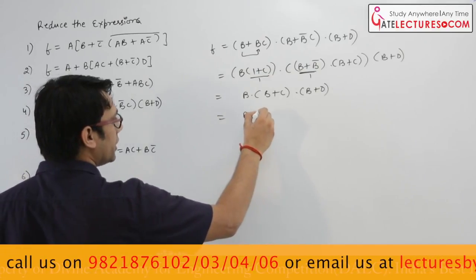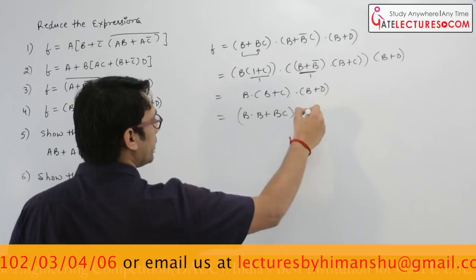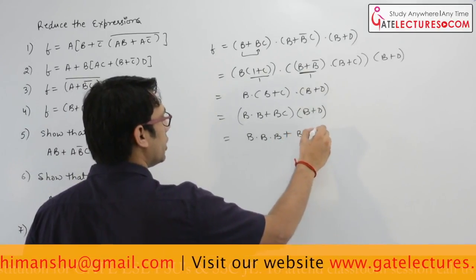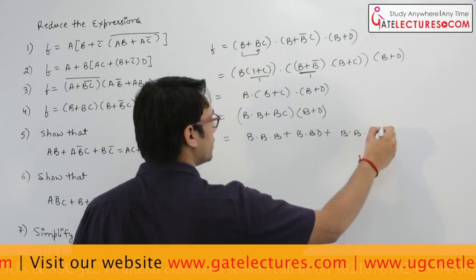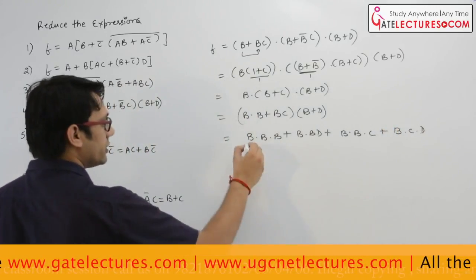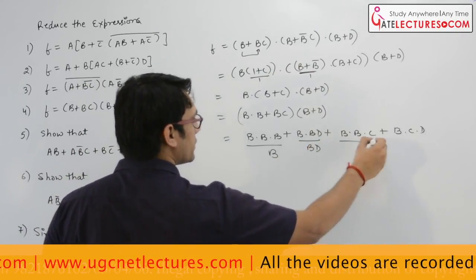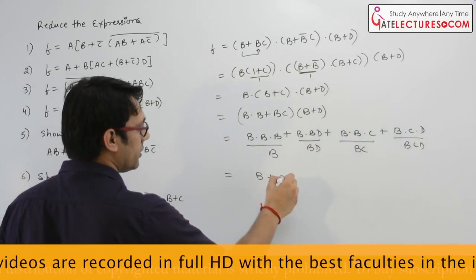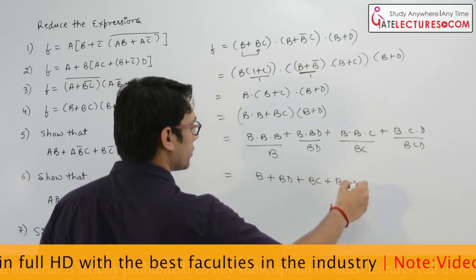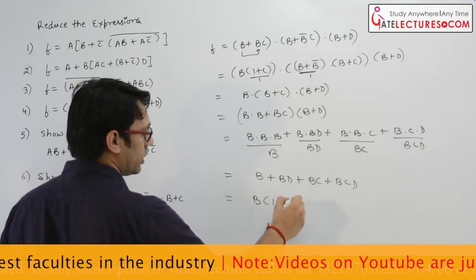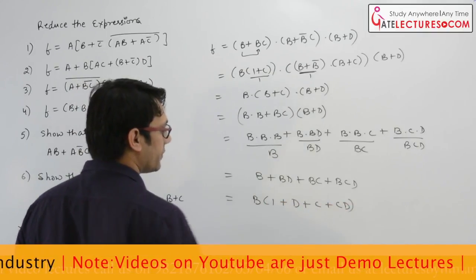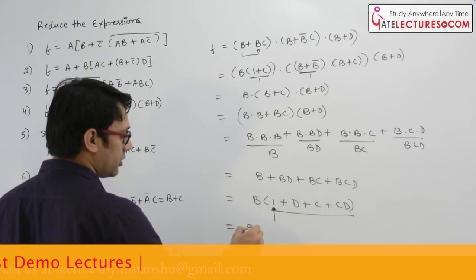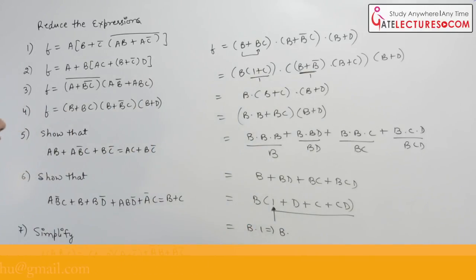So it can be written as b dot (b plus bc)(b plus d). Further, it can be written as b dot b dot b plus b dot d plus b dot c plus c dot d. So this is only b, this is bd, this is bc, this is bc and d. So here we have b plus bd plus bc plus bcd. You can take b as common between all of them, so it is b dot (1 plus d plus cd). As you can see here, we have 1 or'd with these terms, so it is b dot 1 which is equal to b itself. So this whole expression can be minimized to b.